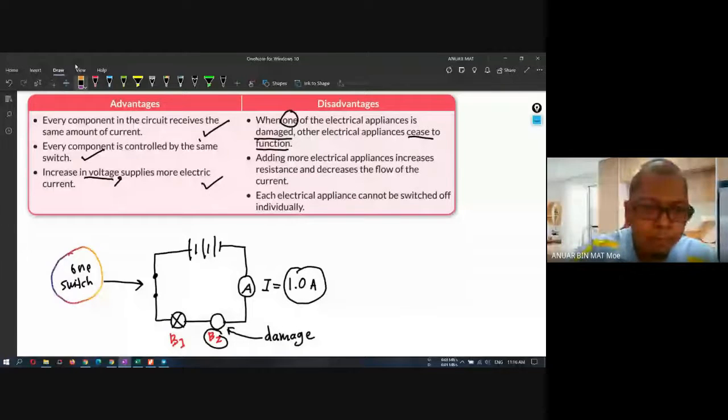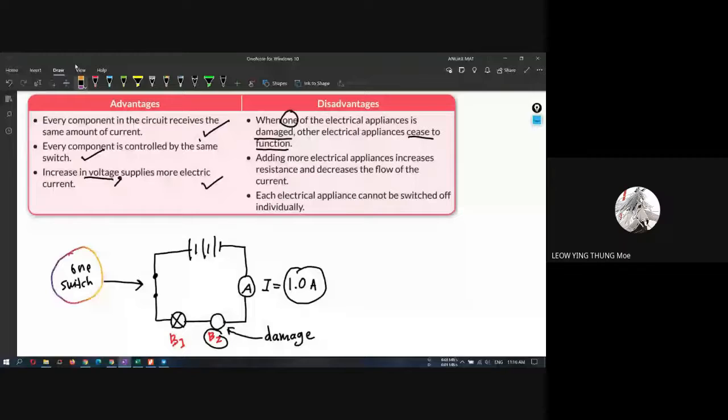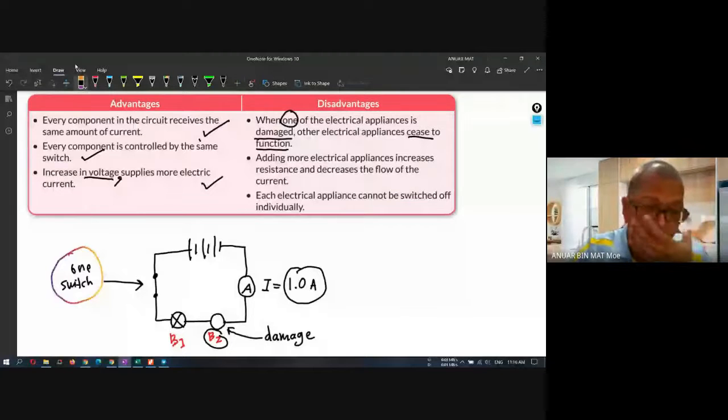So what happened to bulb number 1? If I turn on the switch, because of the damage in bulb number 2, what happened to bulb number 1? Very good. If there is damage in bulb number 2, bulb number 1 cannot function as well. It is not because bulb number 1 is damaged. Bulb number 1 is not functioning because bulb number 2 here is damaged. The filament inside the bulb here is broken.